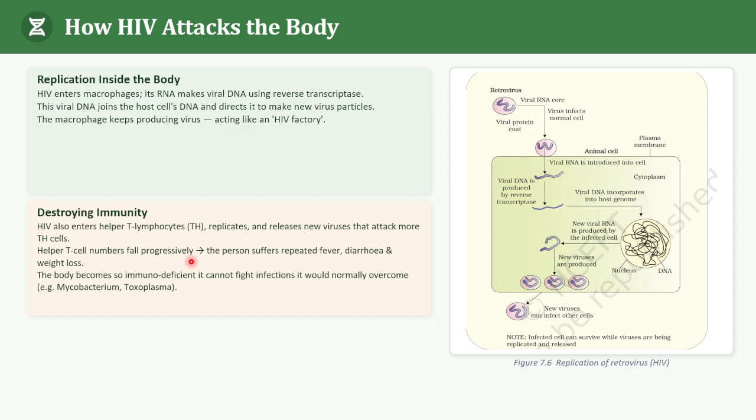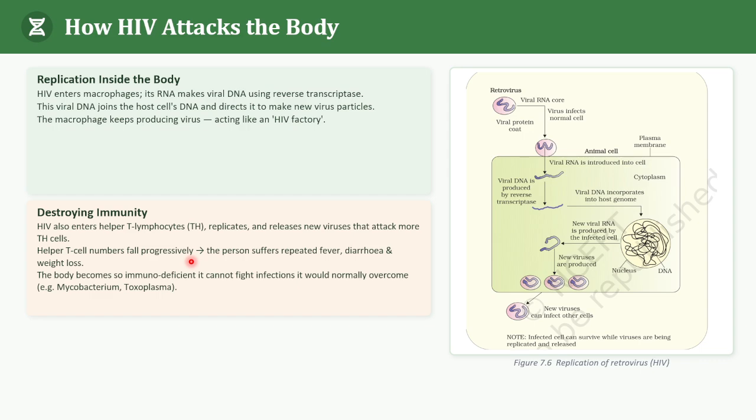Helper T cells are an important part of our immune defense. So when the T cells decrease, what happens? Immunity also decreases. So the body becomes vulnerable to infection. The person may experience symptoms such as fever, diarrhea, weight loss, and infections that the body could normally overcome can occur.